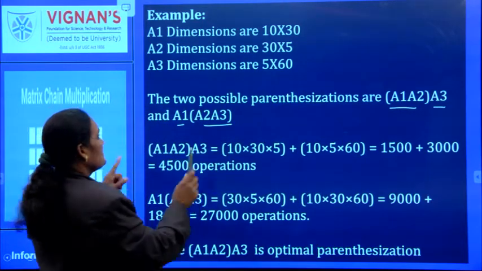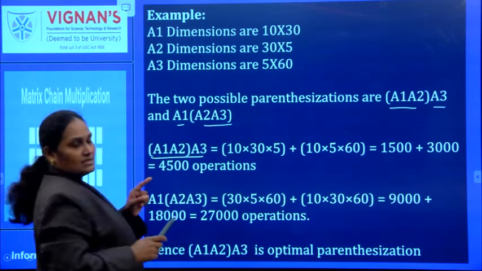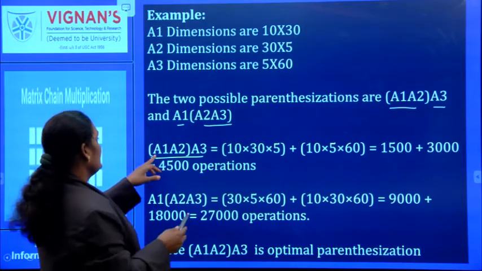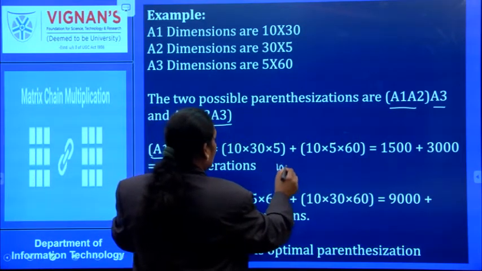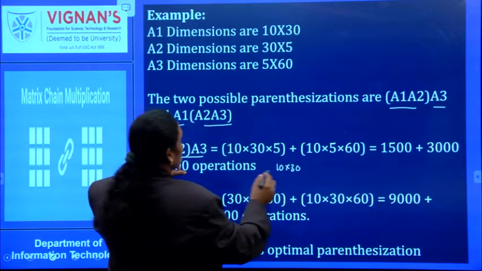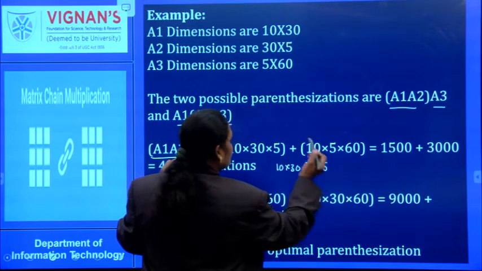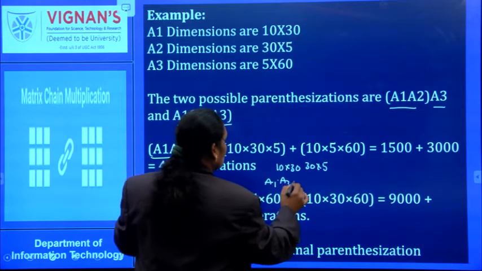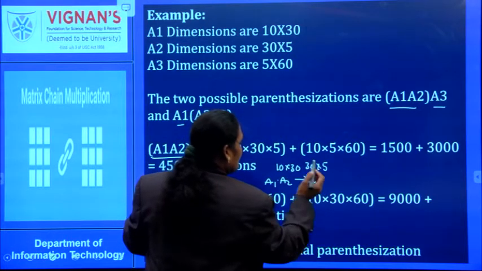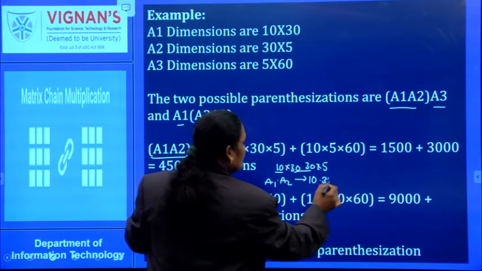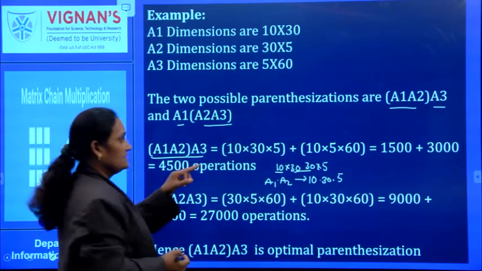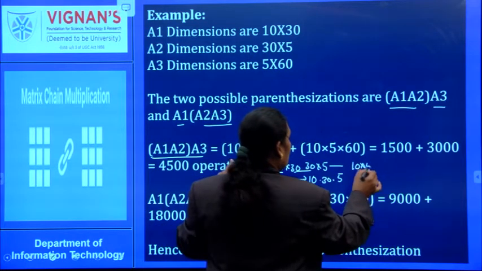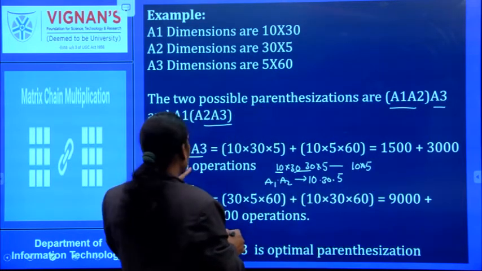Now let us see. Suppose I am considering the first parenthization, A1 into A2 into A3. How many multiplications are required? Here A1 dimensions are 10 by 30, A2 dimensions are 30 by 5. To multiply A1 with A2, how many multiplications are required? 10 into 30 into 5. Now the resultant matrix dimensions are 10 by 5.